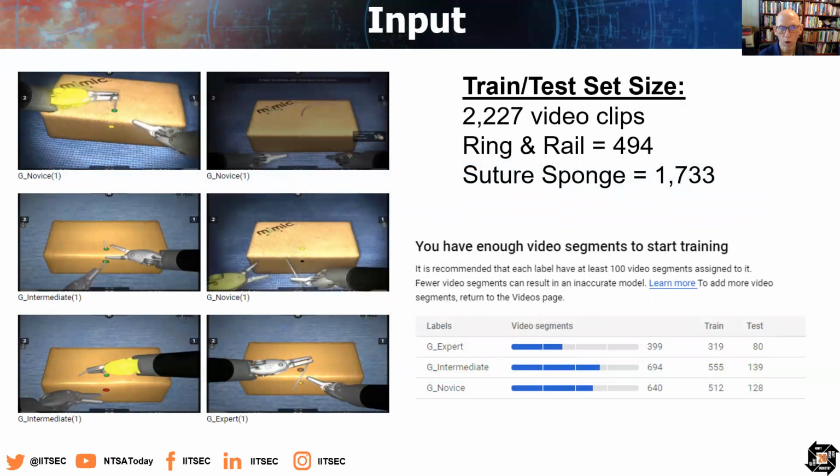After we had performed all those steps, we had 2,227 video clips. And a video clip is different than the video in that the full video for this suture sponge exercise, for example, is about 3 minutes long. And the video clips are 10-second increments of those full videos.